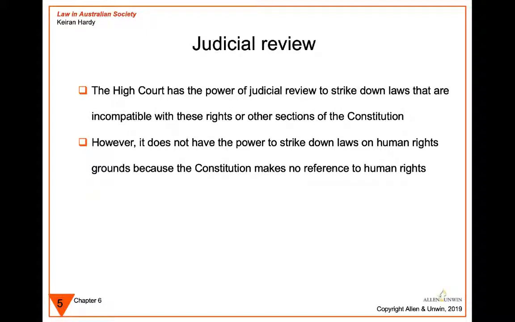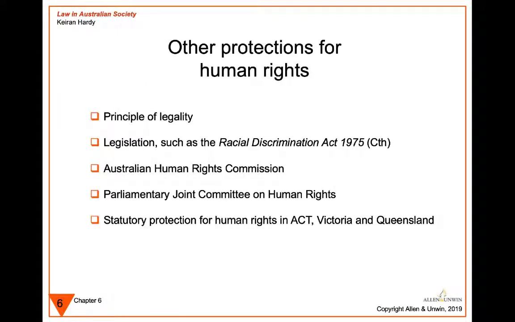Where a law is incompatible with the Constitution, the High Court has the power to strike those laws down. This is known as judicial review. However, the High Court cannot strike down a law on the basis that it infringes human rights because the Constitution makes no reference to human rights. The High Court might find some other basis for invalidating the law. For example, it might infringe the separation of powers, but it cannot strike down a law on the grounds that it infringes human rights. Thankfully, there are many other ways that human rights are protected in Australia.